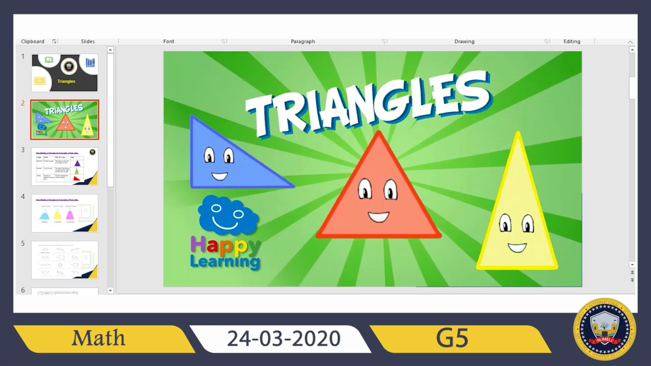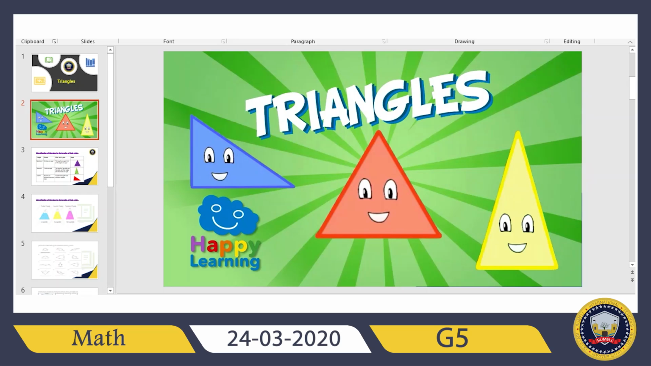Today we are going to take the second lesson in geometry. As we covered last week the polygons, everything concerning polygons, how we can determine if this is a polygon or not, and the names of the polygons, everything concerning the polygons.